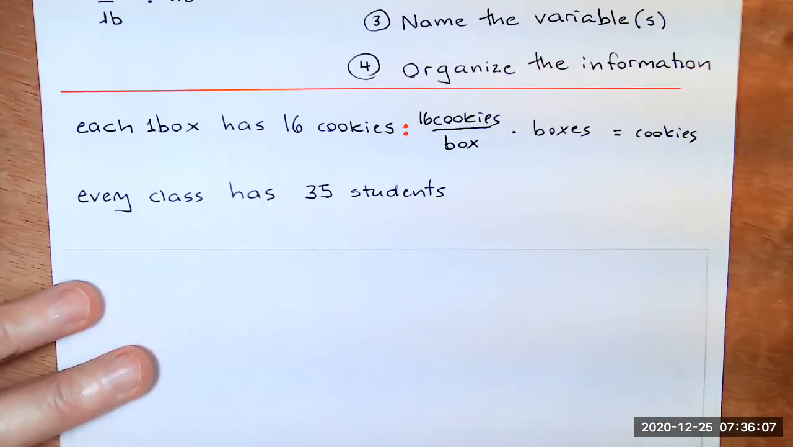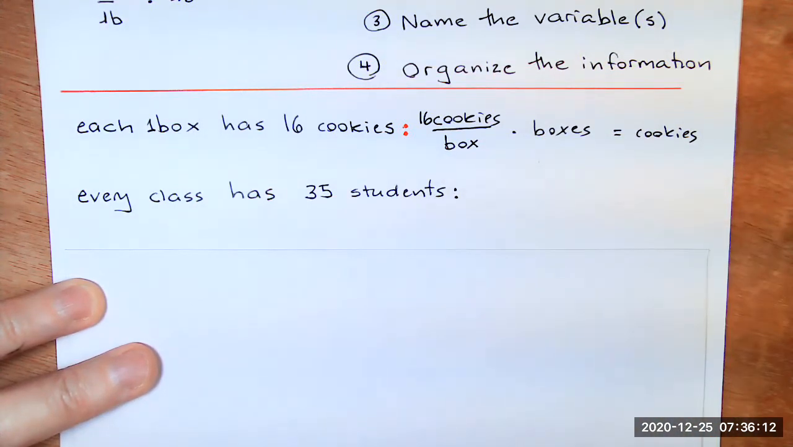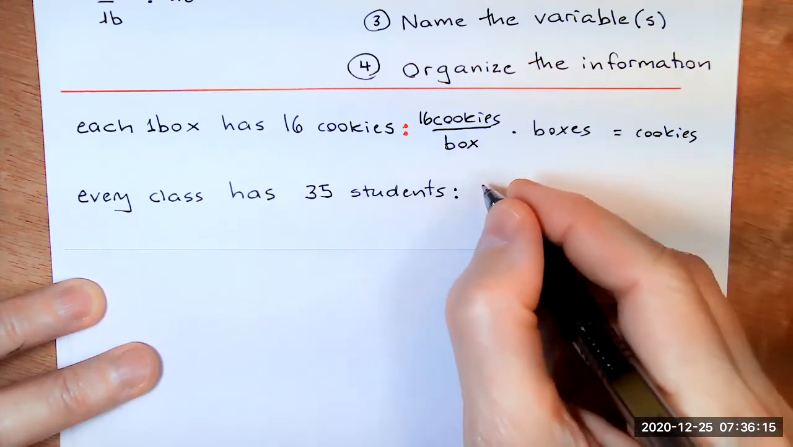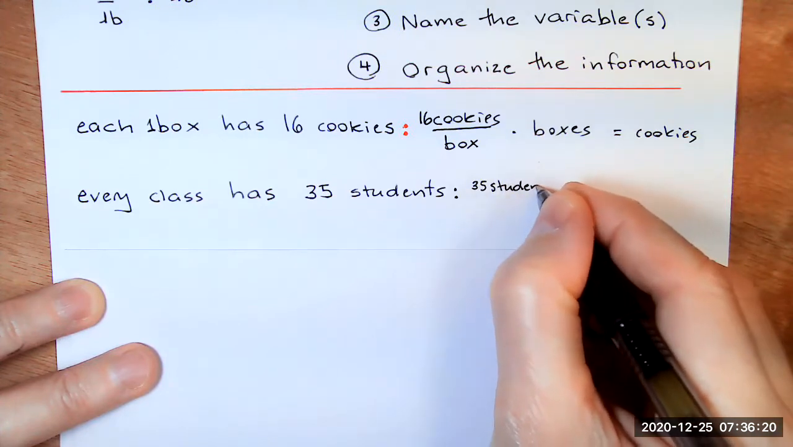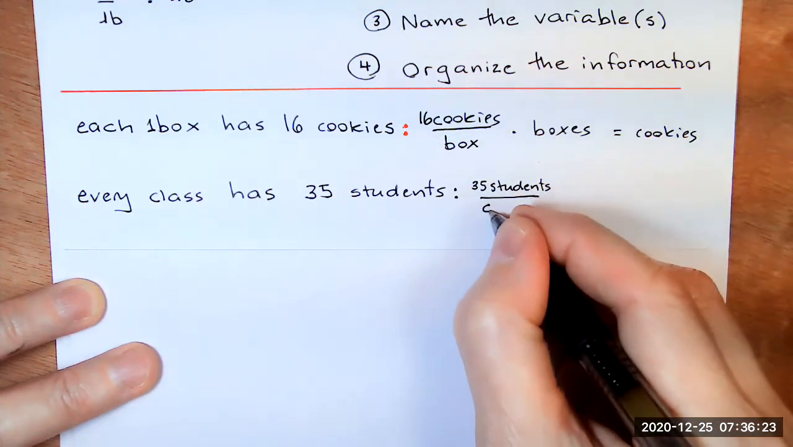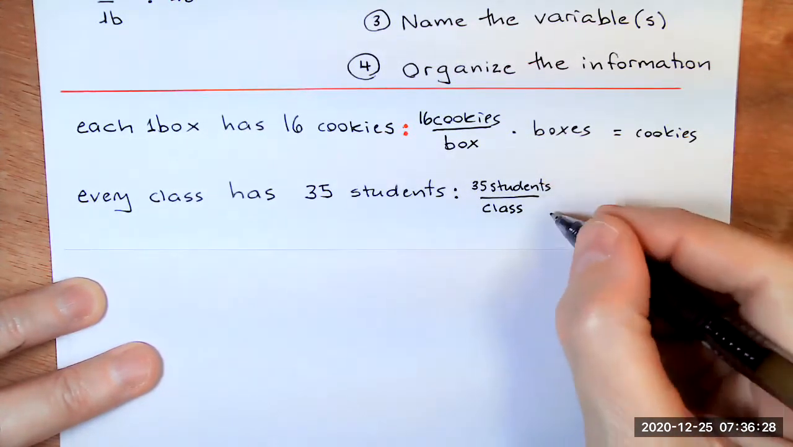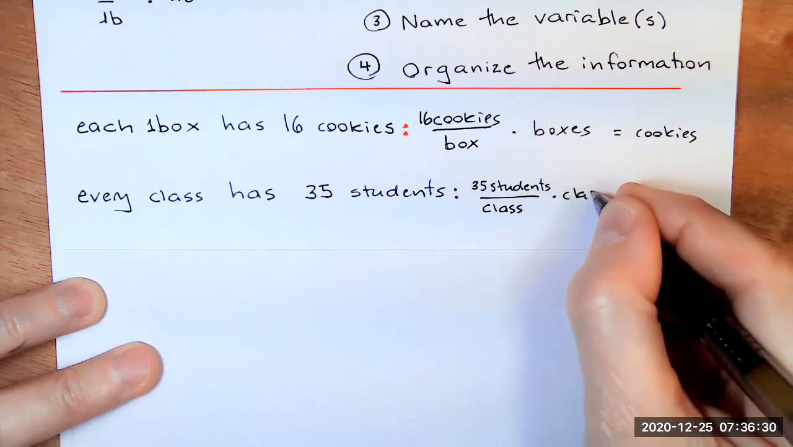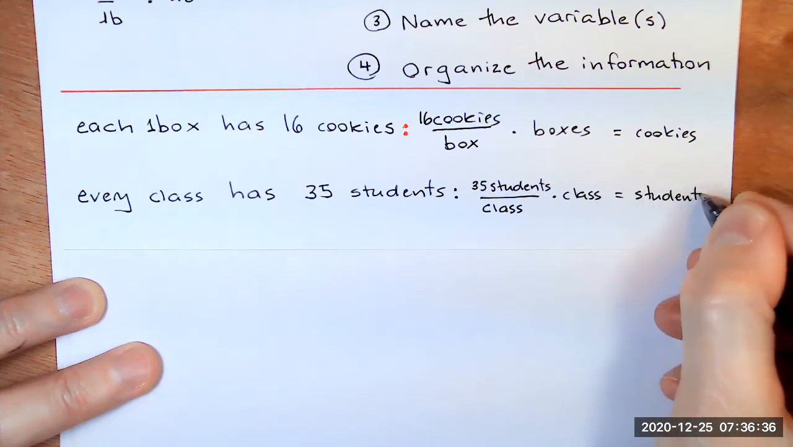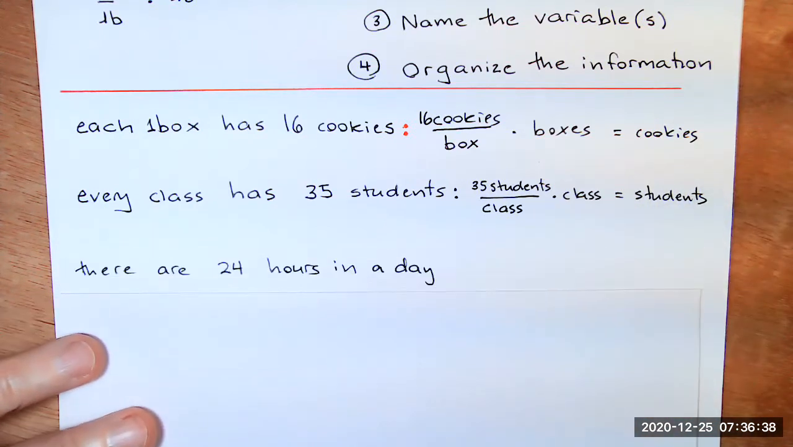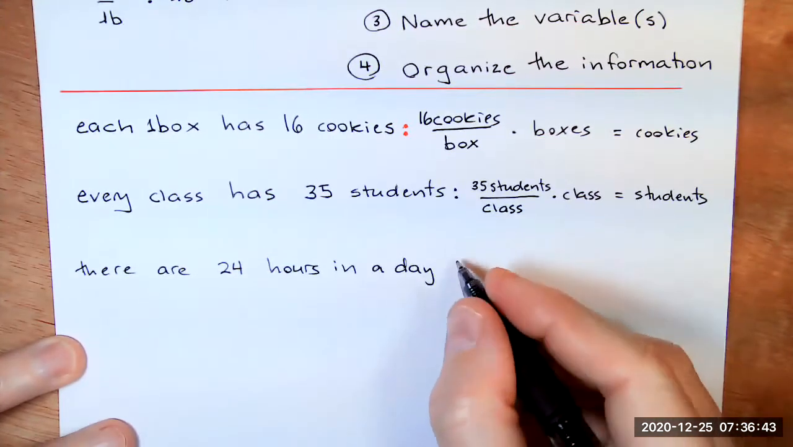Every class has 35 students. What would be the rate? That's correct. Students goes on the numerator. And the rate equation would be students per class times number of classes equals the total number of students. There are 24 hours in a day. What would be the rate?